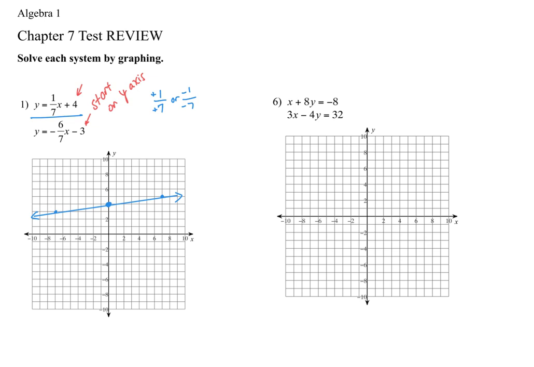For the second line, we are going to start at -3. So we're going to go down again on the y-axis, -3. My slope here is -6/7. So that's a -6 over a positive 7 or a positive 6 over a -7. Again, either one is correct. I will say that if you go down 6 and right 7, you may not see where they cross.